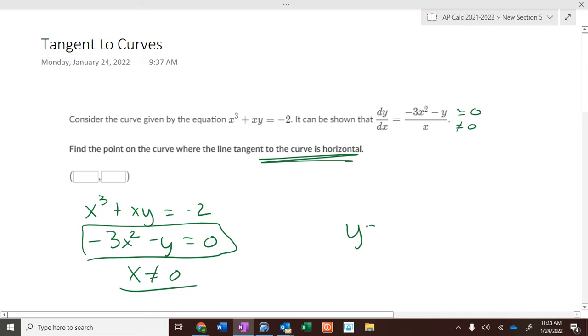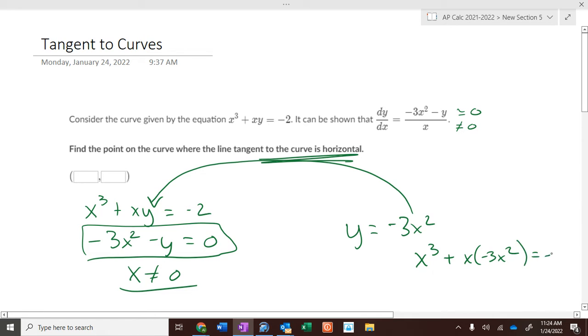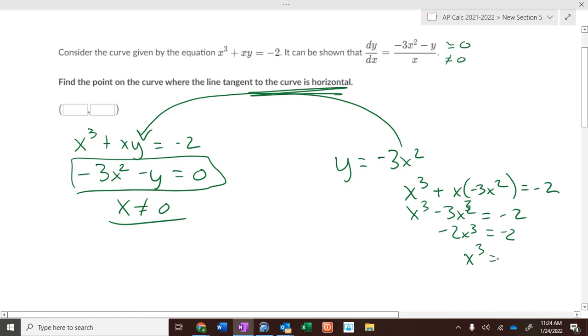So, what is y equal to? Negative 3x squared. Very good. And then we're going to put the negative 3x squared in for that y. We're going to do substitution. So we're going to go x cubed plus x times negative 3x squared equals negative 2. So x cubed minus 3x cubed equals negative 2. So negative 2x cubed equals negative 2. So x cubed equals 1.